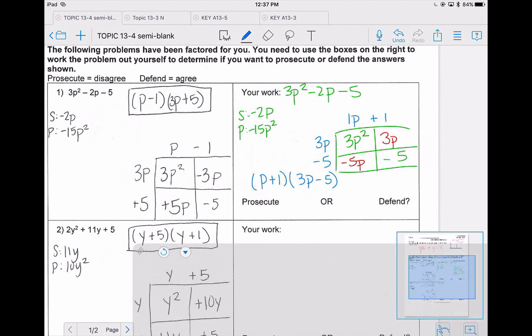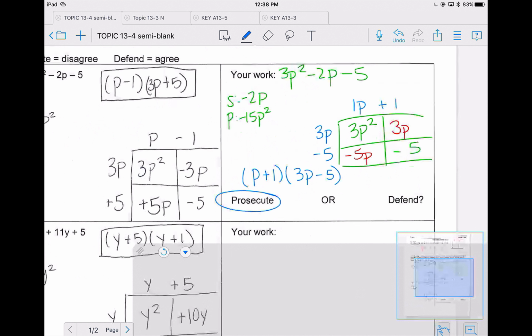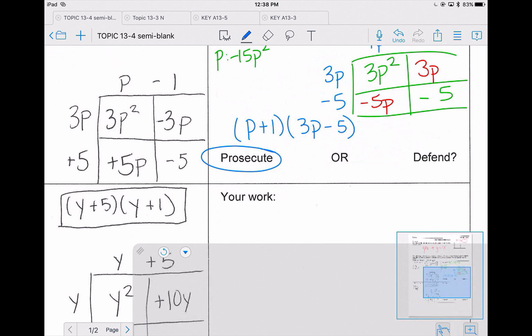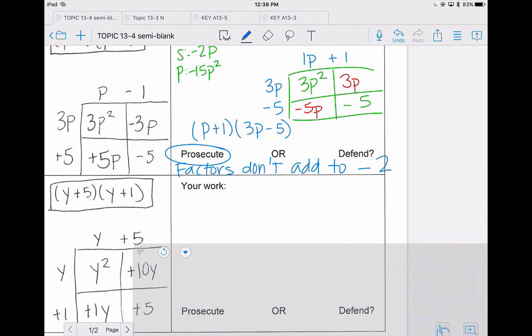Now, does this match? Oh, it does not. They have 3p plus 5 and p minus 1. So my factors, negative 5 and 3, they use negative 3 and 5. So, prosecute, disagree, defend, disagree. I would choose to prosecute this person, and yours ask for a reason why. The reason why would be your factors don't add to a negative 2, specifically that negative part. 5 minus 3 would get you 2, but we need a negative 2, so my factors would not work there.